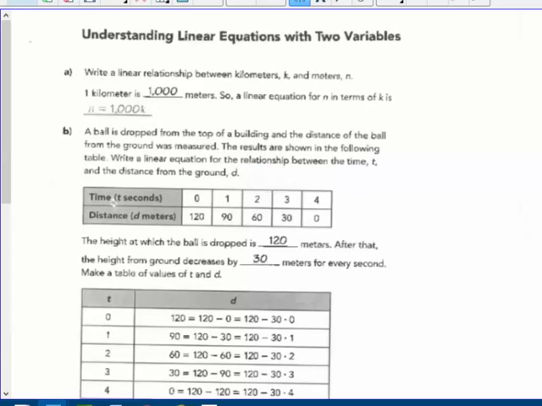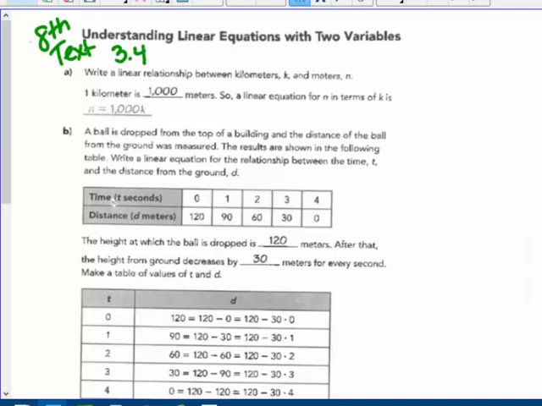Understanding linear equations with two variables. This is in the 8th grade text, so you might want to write that, the 8th grade text. This is video 10, and it's chapter 3, section 4.